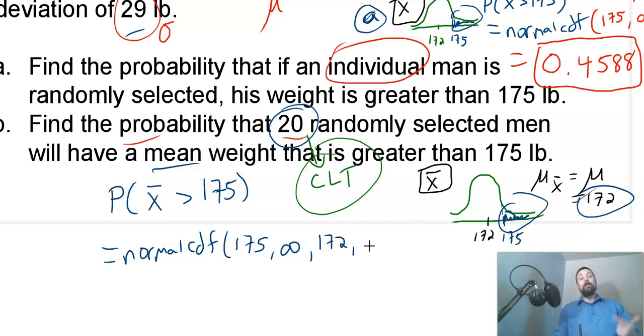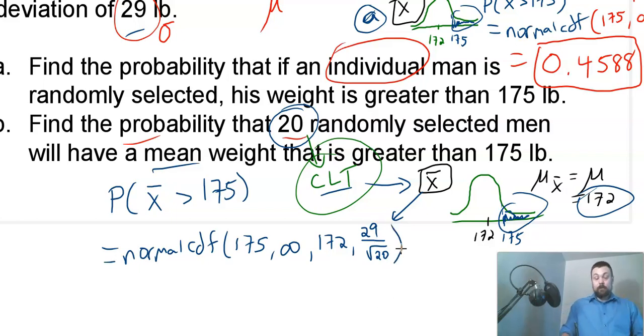But what does change is the standard deviation. It will not just be 29 this time. We have to use the central limit theorem, which tells us that for the sample means, the standard deviation changes to 29, the original standard deviation, divided by the square root of the sample size, which is 20. And that'll be my new standard deviation.